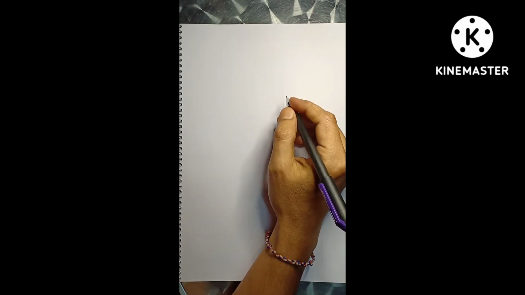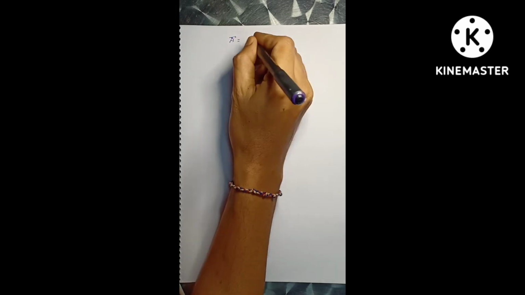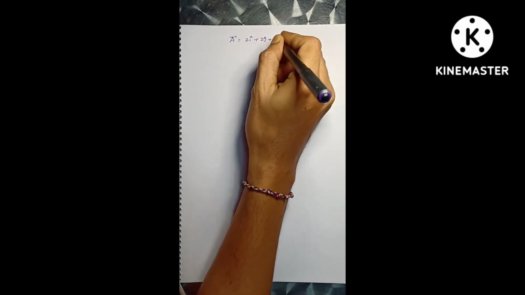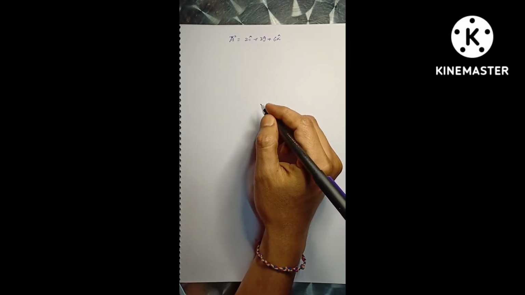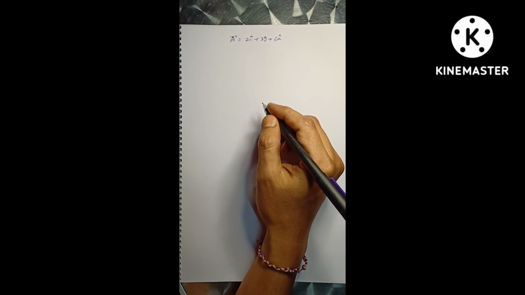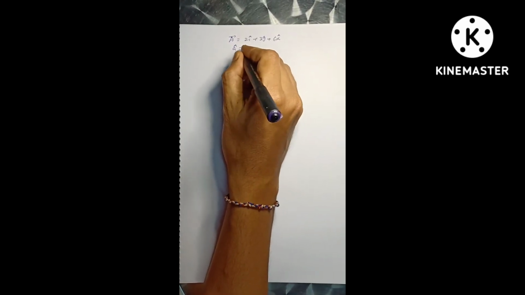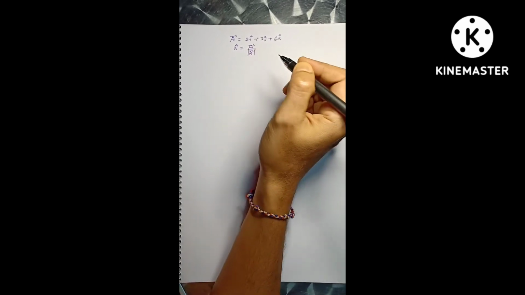Now let us do some numerical problems on unit vector. Suppose a vector equals 2i cap plus 3j cap plus 6k cap. To find the unit vector a cap for this vector, we know the formula. Unit vector formula: a cap equals a divided by mod of a.